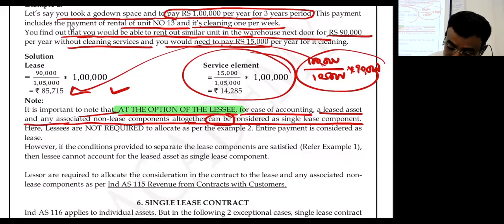Now, it can be considered as a single lease component. If I wish, I can. Otherwise, no. It's an option to you. Yes or no?